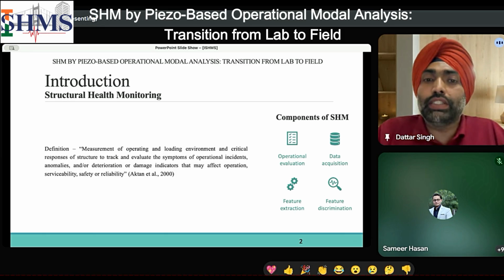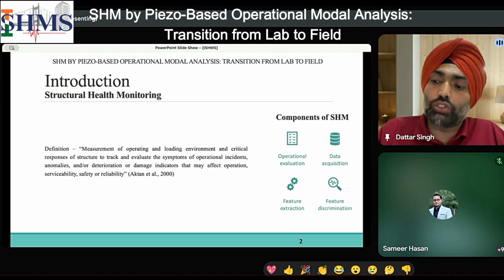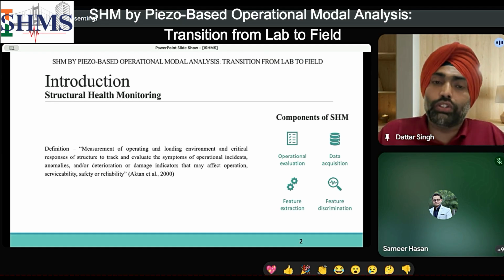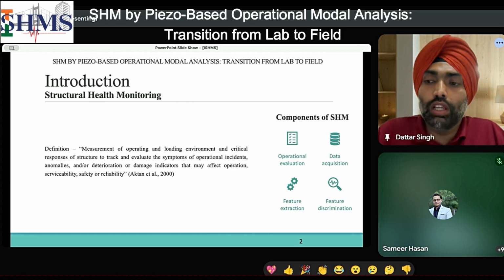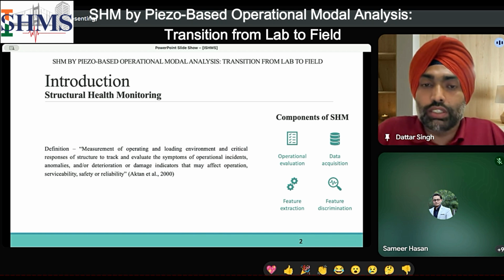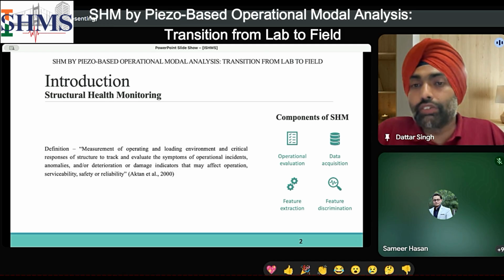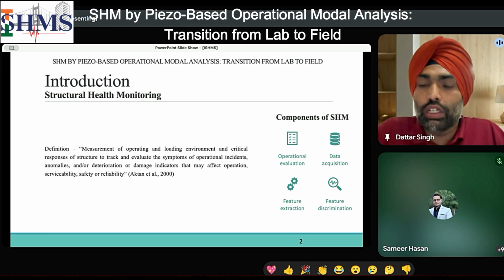And next is feature extraction. So now we have got the data. How do we get the features which are most related to the structure's performance or its health in its operational conditions? And the last part is how to discriminate between the features in various states of the structure, like in operational conditions, then in its severe condition or worse damage conditions. So how to discriminate between those features.